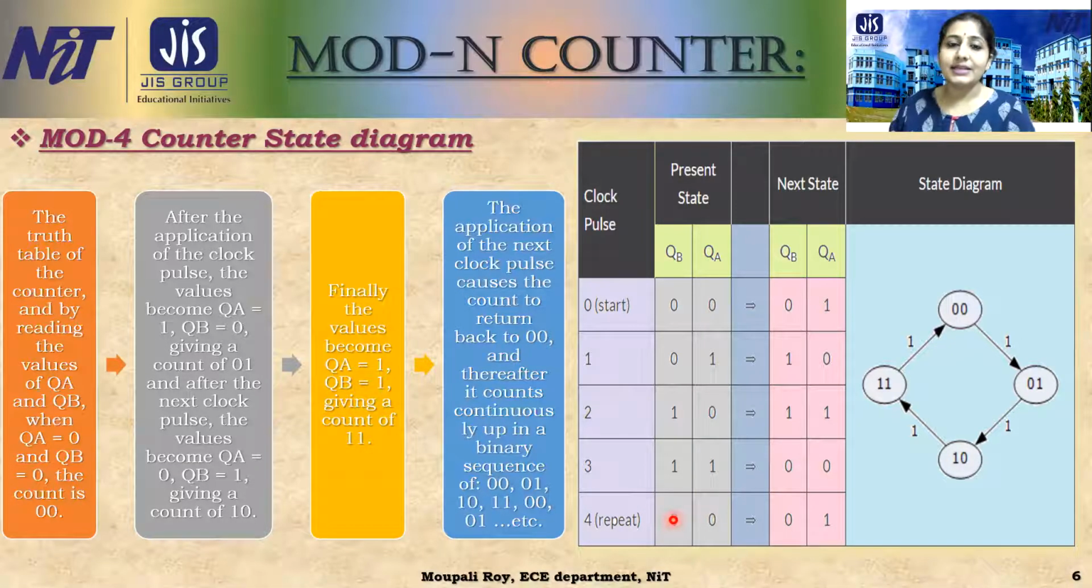So the application of the next clock pulse causes the counter to return back to the 0 0 condition, and thereafter it counts continuously up in the binary sequence. This is the up counting: 0 0, 0 1, 1 0, 1 1, 0 0, 0 1, 1 0, 1 1. That means the sequence is up counting. Okay, so in that way it is counting. So this is the mod 4 counter state diagram.